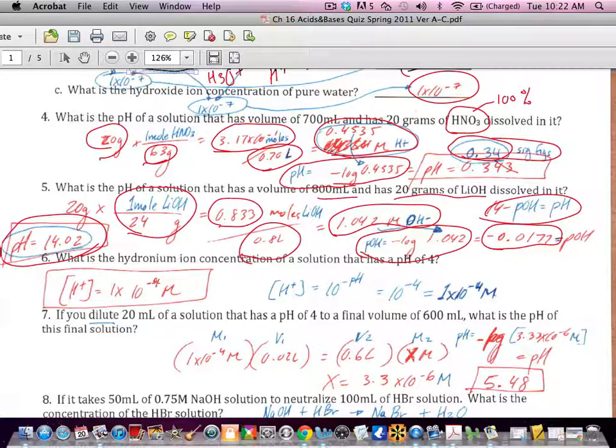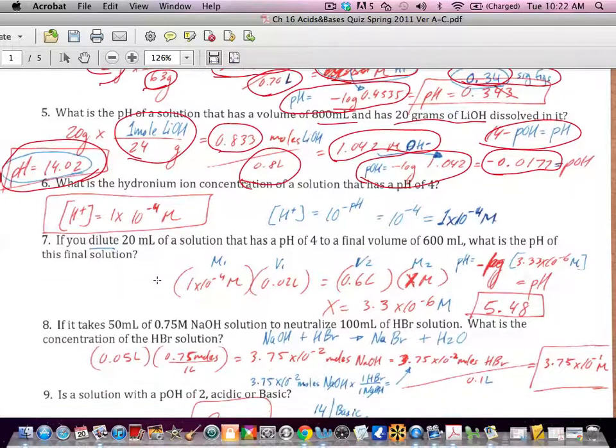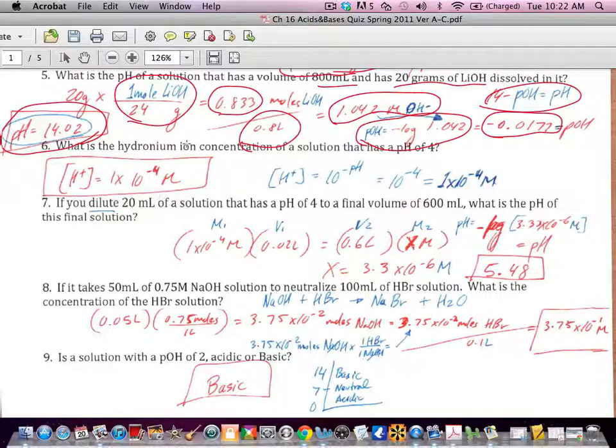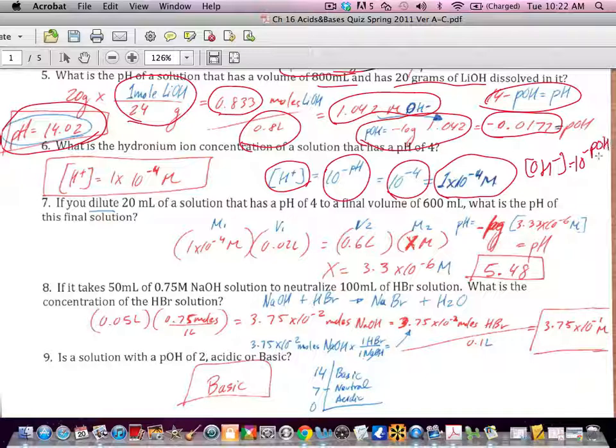Number 6, what is the hydronium ion concentration of a solution that has a pH of 4? That has a pH of 4, the hydrogen ion concentration equals 1 times 10 raised to the negative 4. How do I know this? Because hydronium ion concentration will equal 10 raised to the negative pH. The pH is 4, so 10 raised to the negative 4 equals 1 times 10 to the negative 4 molar. You could also say that your hydroxide ion concentration equals 10 raised to the negative pOH. Both of these will work out.